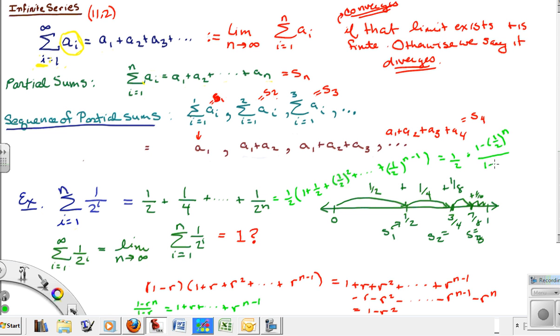over 1 minus 1/2. So as n goes to infinity, what's the only thing changing with this? It's this part right here. What's 1/2 to the n going to as n goes to infinity? It goes to 0. So this whole thing goes to 1/2 times 1 over 1 minus 1/2, which is 1. That's equal to 1. So this is true. Okay, this is an example of a geometric series. We're going to talk about geometric series in the next video.